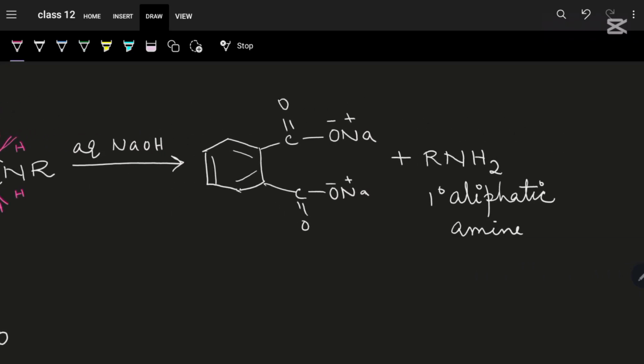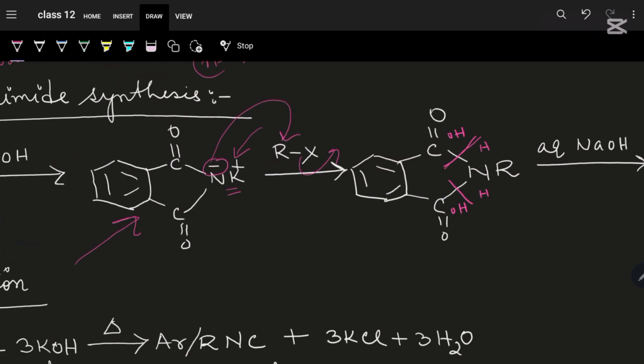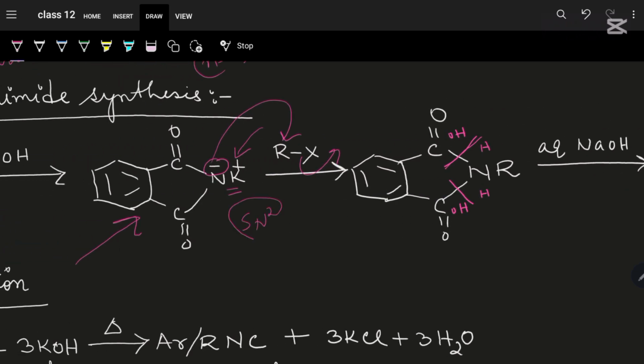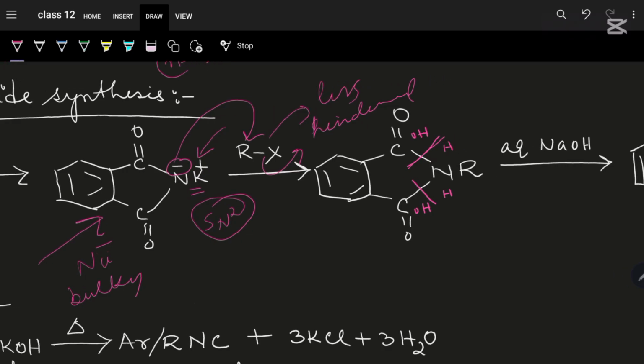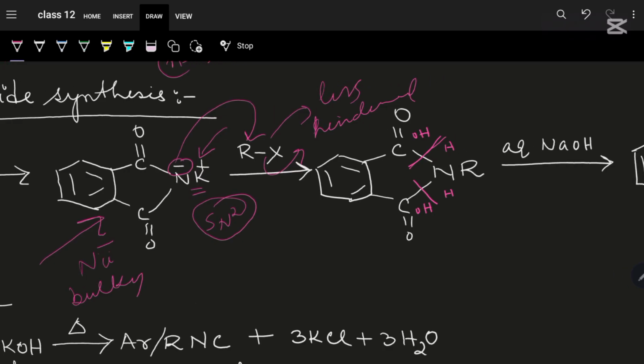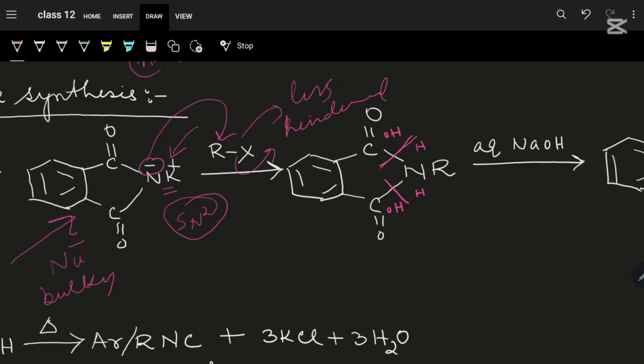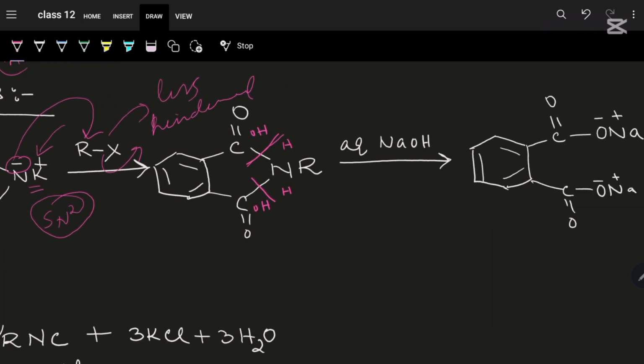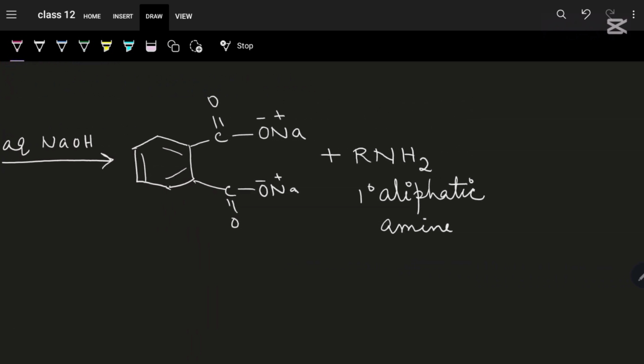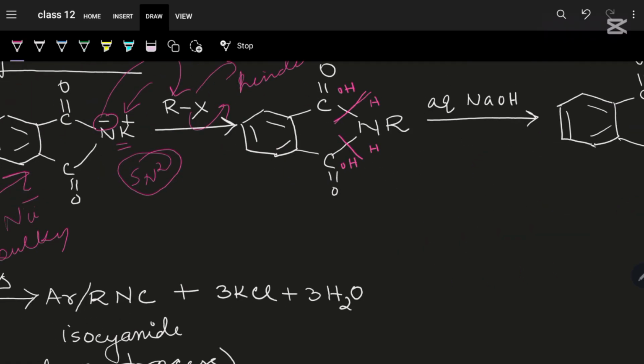Here I cannot say that you will get ArNH2 or aniline. Why? Because this reaction is SN2 type and your nucleophile, this is your nucleophile which is already bulky in nature, and so this substrate should be less sterically hindered. That can happen with RX and not with ArX. Moreover, ArX, aryl halides, are less susceptible to nucleophilic substitution reaction on account of the repulsion, on account of the partial double bond character of C-X and many other reasons. So this is limited to 1 degree aliphatic amines only for that reason.